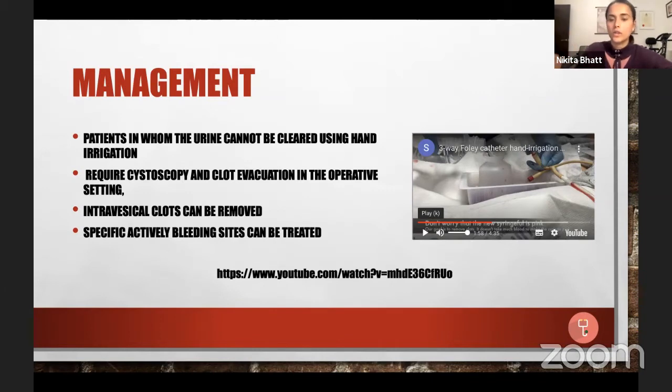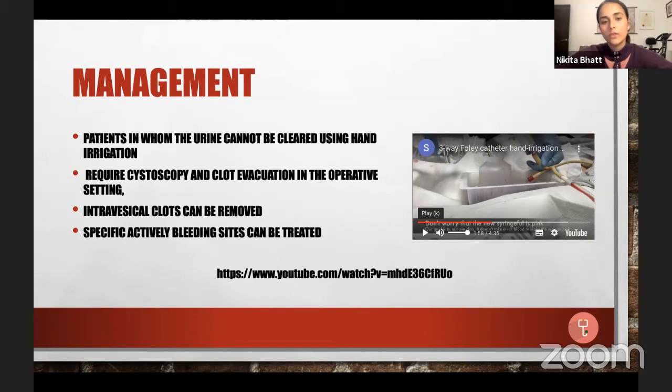So you want to make sure the irrigation port is actually either clamped off, or you've got, as you can see here, they've just put the irrigation fluid and closed it off. So you can do either or. So that's the first step of management.